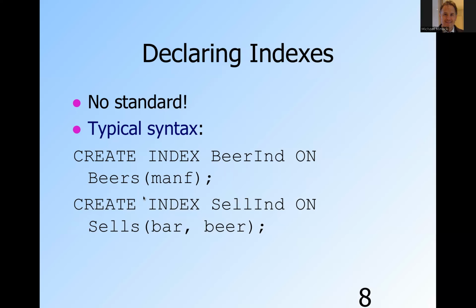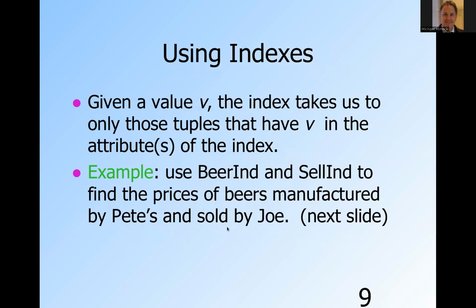And what's nice is you can actually build these on more than one attribute, so in this case, bar and beer. This becomes very useful when it comes to spatial queries and that kind of stuff, but that's a little beyond the scope here. The idea is that there's a very generalized way to have multidimensional indexes.